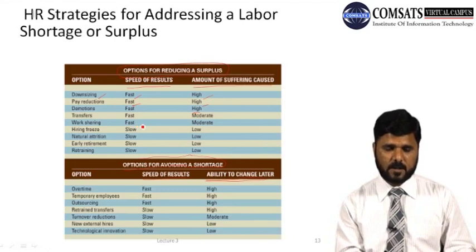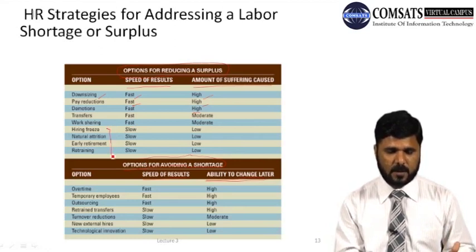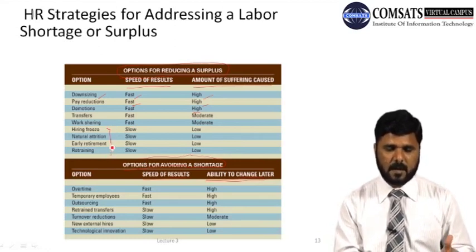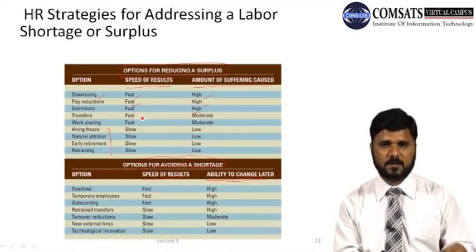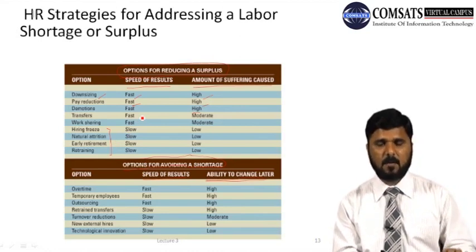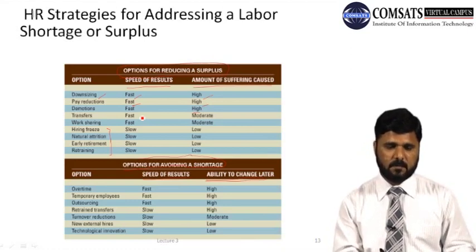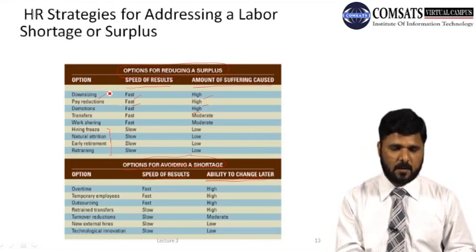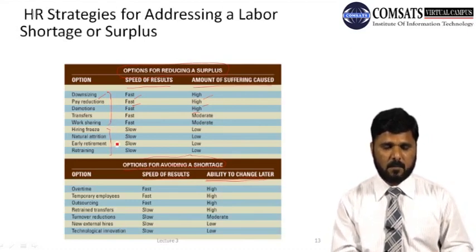Transfer हो सकती हैं, work sharing हो सकता है। At the lower end of this table there are options: hiring freeze, natural attrition, early retirement, and retraining. The speed of result for these options is slow, while the amount of suffering is low. So you have to make a choice between the first strategies that are able to produce fast results and the last four strategies that are able to produce slow results, but they also differ with respect to amount of suffering.